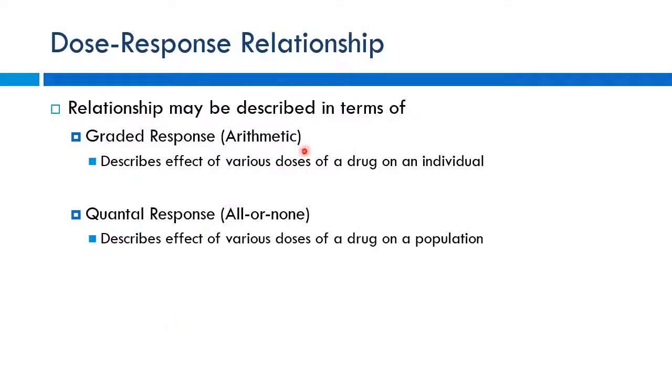So we can see that the response can be described in a couple of different terms. You can either have what we call a graded response, like an arithmetic response, where we're looking at the effect at various doses of a drug on an individual. So just one person, as I increase the dose, what is the change in effect I'm seeing there? Or it can be an all or none sort of response, a quantal response, as we'll say here. And so this is going to be more useful if I'm looking at a population or a sample of people, what the various doses of a drug are going to have, right? So I'll show you some examples of that.